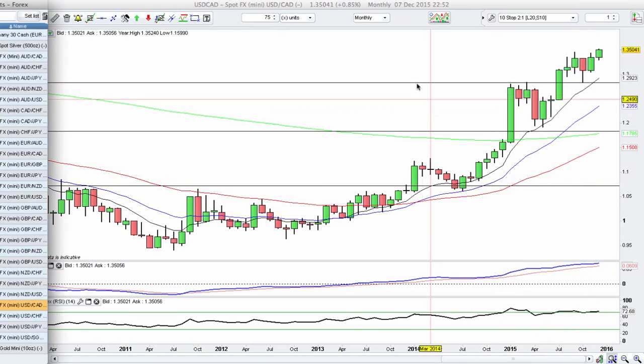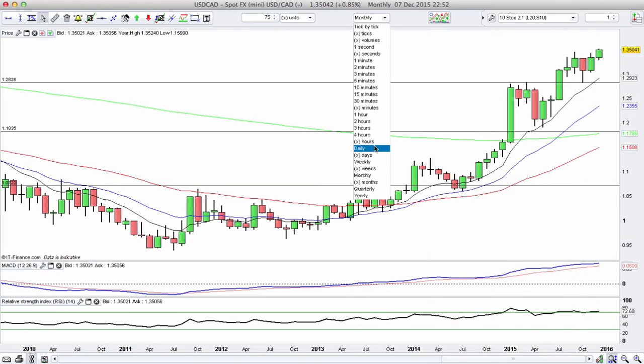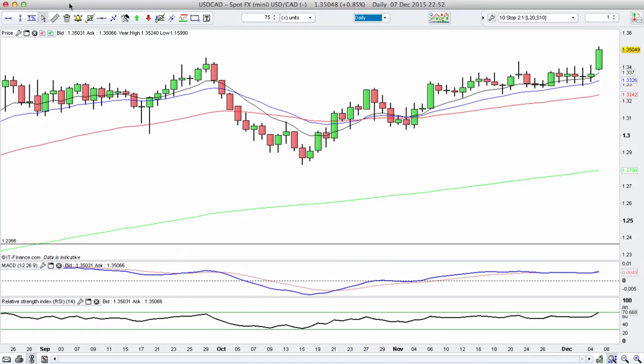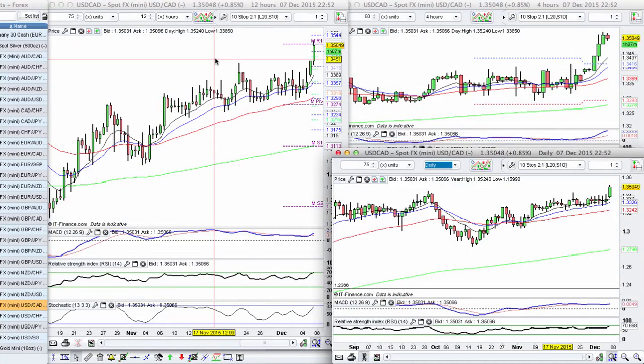So I like this market to the long side. Let's take a look at what I'm after really on this market. I'm looking for a pullback into the breakout level.